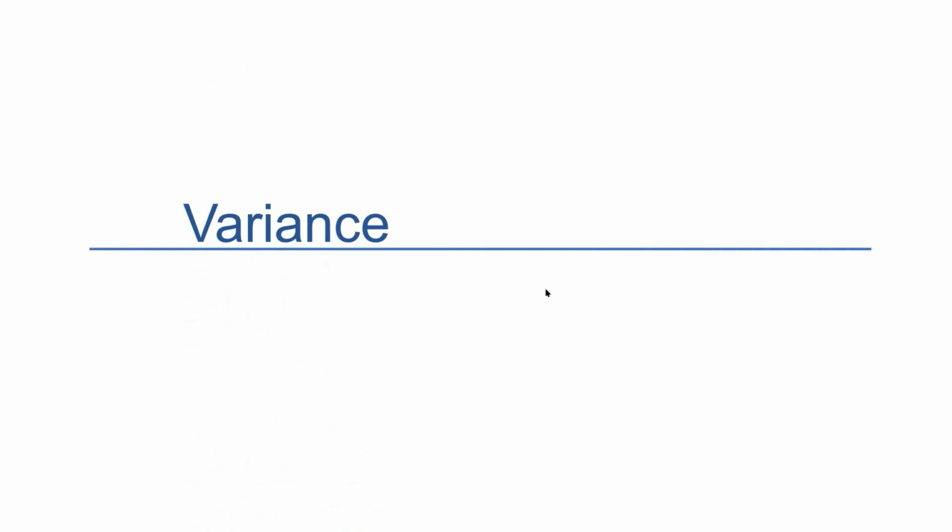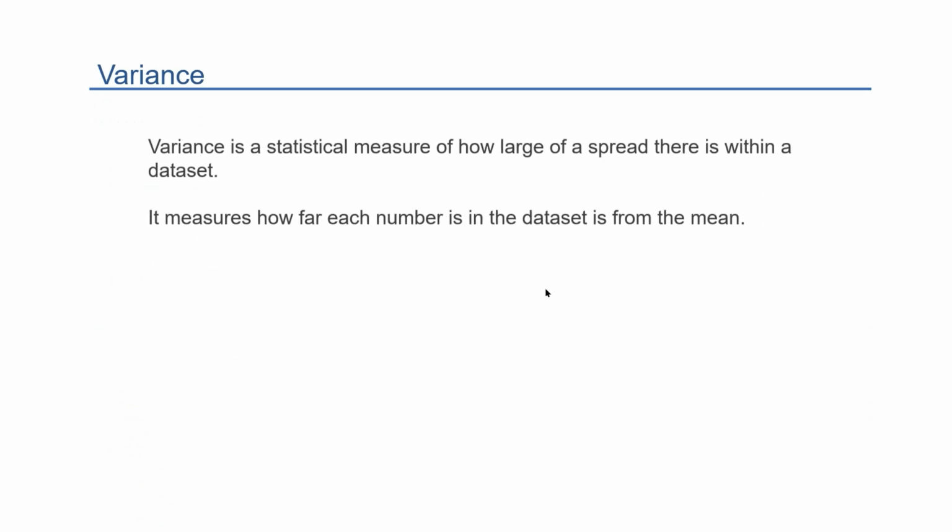Let us see variance. What is variance? Variance in statistics is a measure of how large a spread there is within a data set. It measures how far each number in the data set is from the mean. Okay?